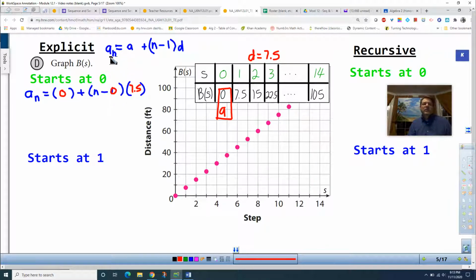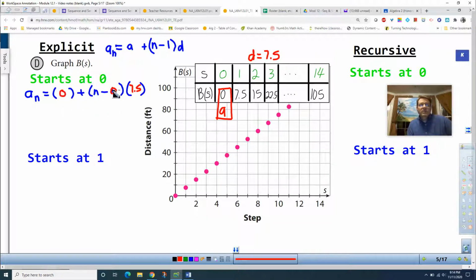So here's the deal. This is the generic formula that we use for arithmetic sequences, period. But what I'm saying here is if you're going to start at 0, drop the 1. And when you start at 1, keep the 1. If you don't start at 1, drop the 1. Because n minus 0, it's just nothing.